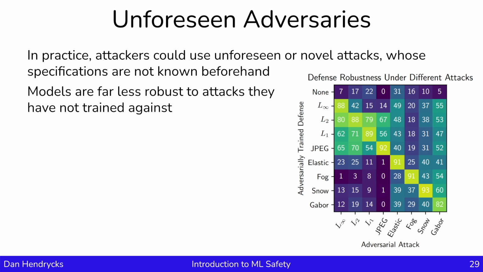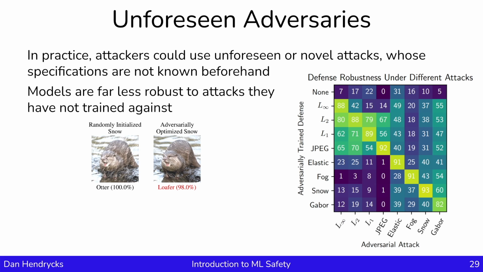However, models are far less robust to attacks that they have not trained against. For example, if a model has adversarially trained against L-infinity adversarial attacks, against other L-infinity adversarial attacks, it gets 88%. However, if it's adversarially trained against L-infinity attacks, but then we're testing against something like adversarial snow, then it gets 37%. Now, what do I mean by adversarial snow?